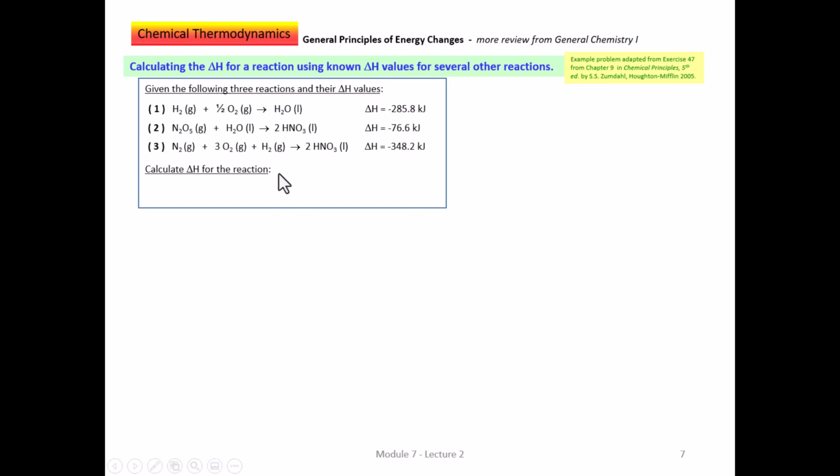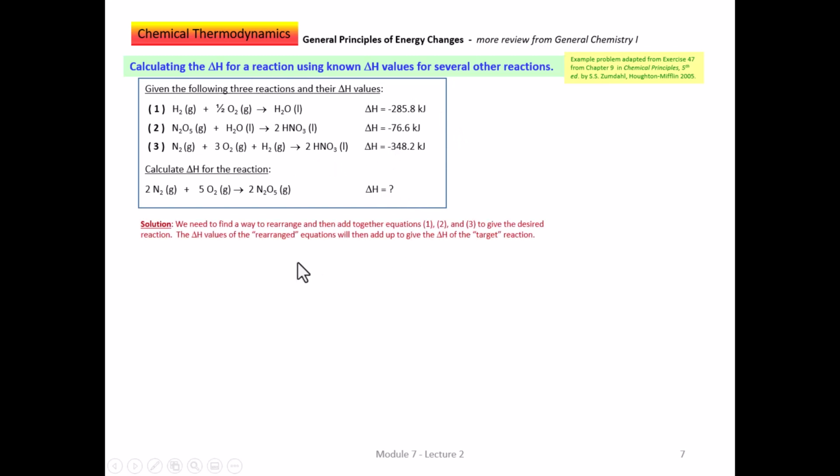So what we're asking here is, knowing these 3 reactions, the way they're written and the deltaH values for each, calculate the deltaH for the following reaction. Nitrogen plus oxygen going to N2O5. So we're saying, what would you estimate that deltaH to be based on these values and equations that you're given up here? Well, simply what you need to do here is find a way to rearrange and then add together equations 1, 2, and 3 to give the desired reaction. The deltaH values of the rearranged equations will then add up to give the deltaH of what we call the target reaction, meaning the reaction that we're after here. So let's see how we do that.